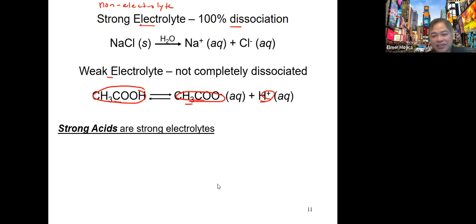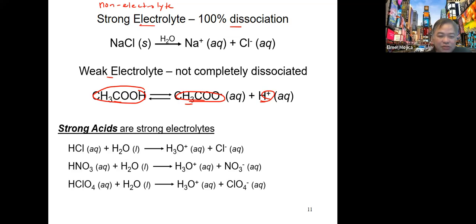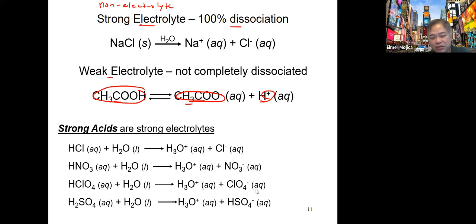So strong acids undergo 100% dissociation. There are 6, although 7 are listed in one book or several books. You have 3 binary acids. So aside from HCl, you have what? HBr and HI. And these other 3: nitric, perchloric, and sulfuric. The 7th one is HClO3, chloric acid.